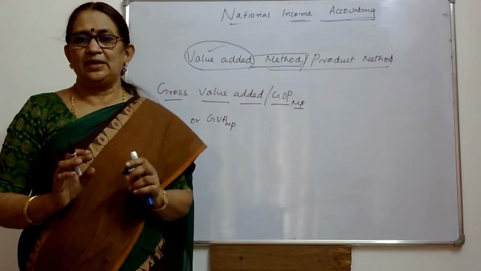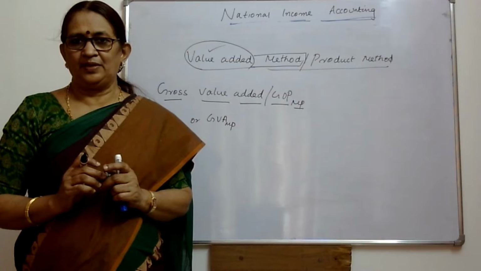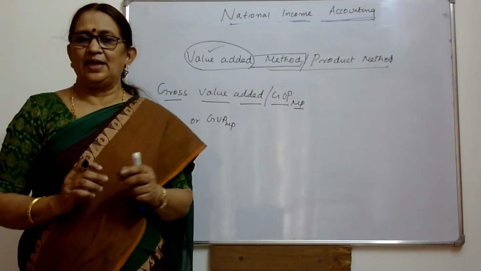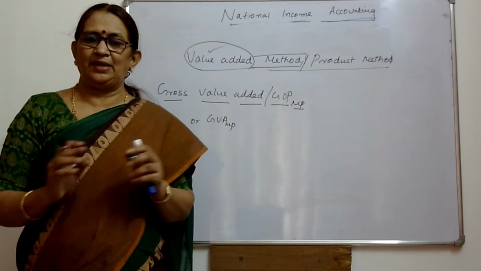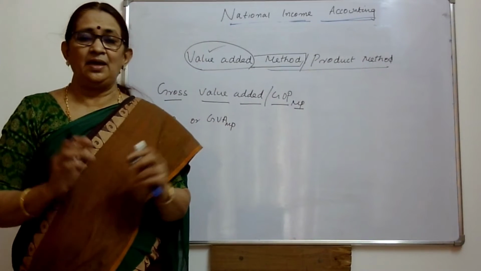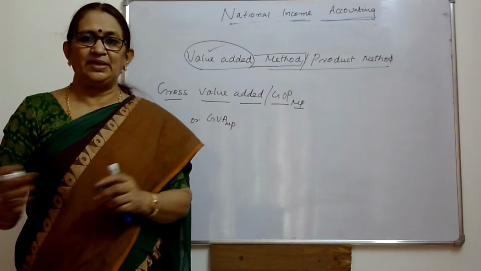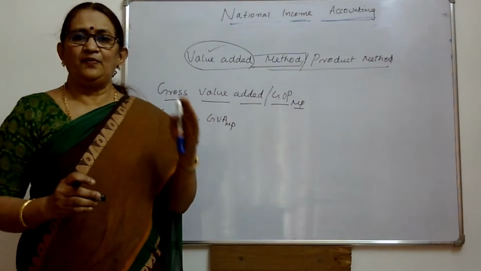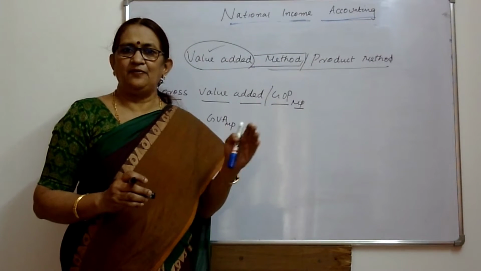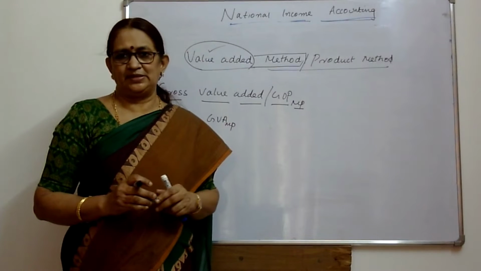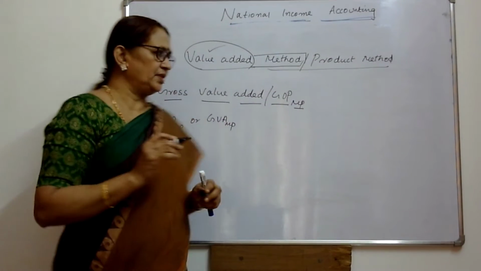So what is the meaning of gross value added? We have already mentioned that different types of goods are produced in different units: in kilogram, in liter, in meter, centimeter. Regarding textiles, it is measured through meters of cloth. So different units are used to measure different types of goods and services. So it is taken as money value.